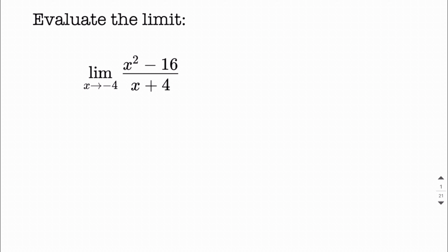All right, let's evaluate this limit as x approaches -4. When x is approaching a specific value with limits, you always want to begin by evaluating the given expression at that value for your variable. So in our case, we're going to replace both x's with -4's, and then simplify and see what it tells us.